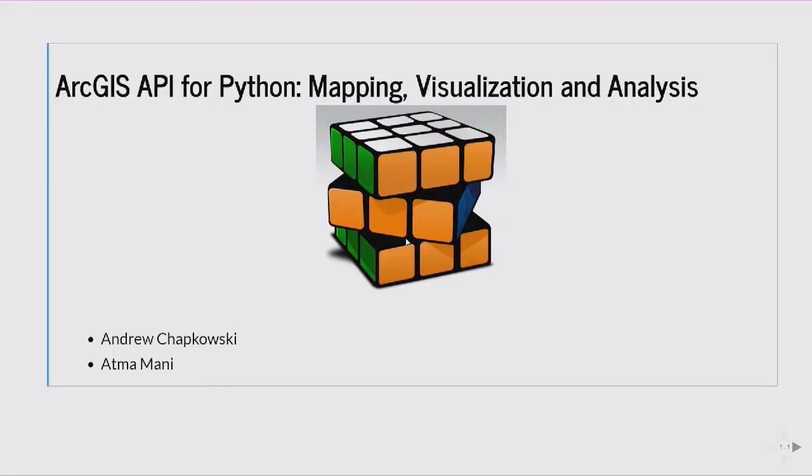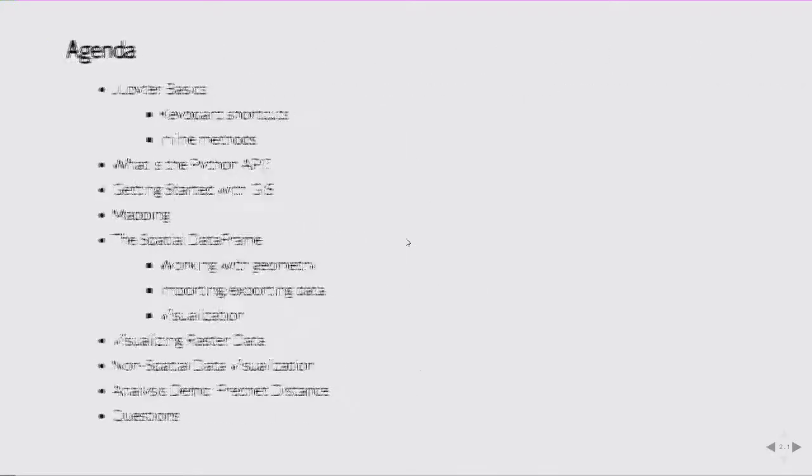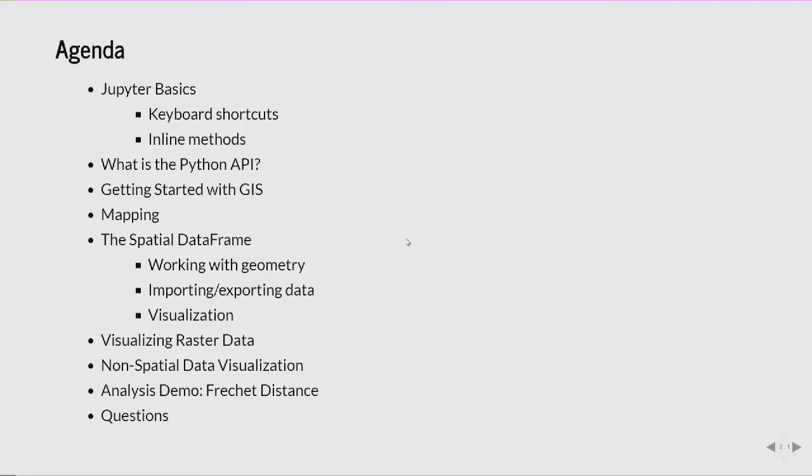This is Atmo Many. We're going to talk about mapping, visualization, and analysis using the Python API. We're going to dive into a whole bunch of topics. The first thing we're going to talk about, and I think it'll be very beneficial for everyone here, is some Jupyter basics, how you can get familiar, and some important shortcuts and inline methods that you can use to enhance your experience as you do analysis.